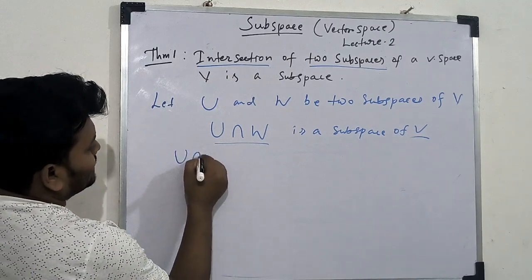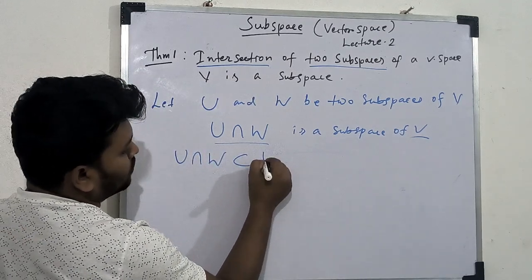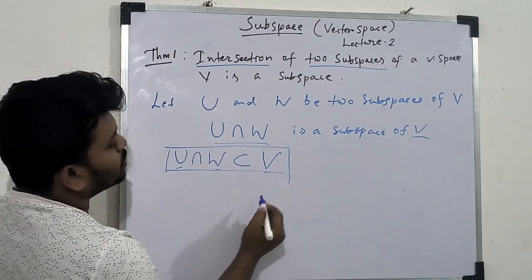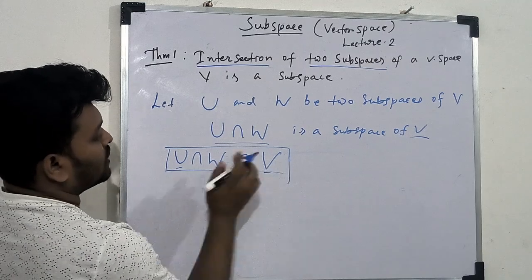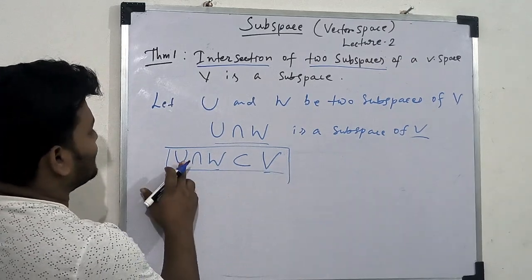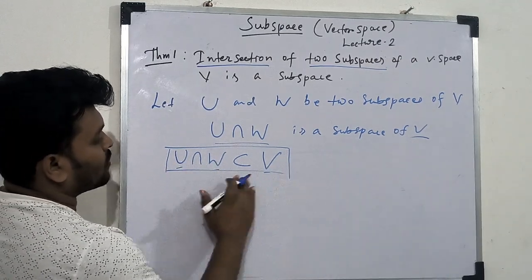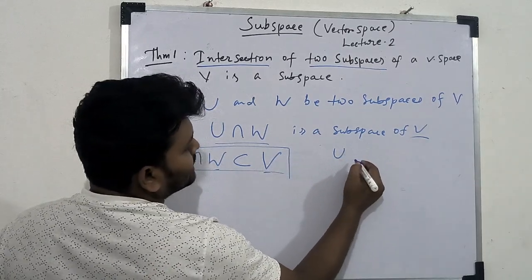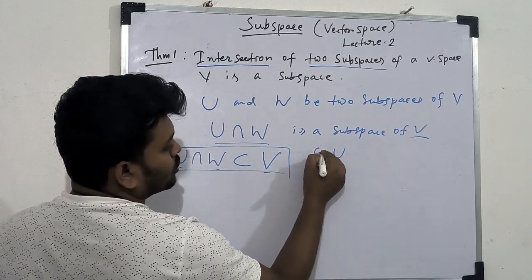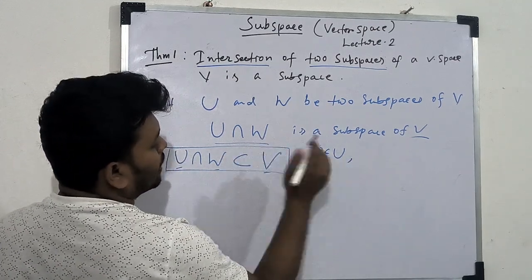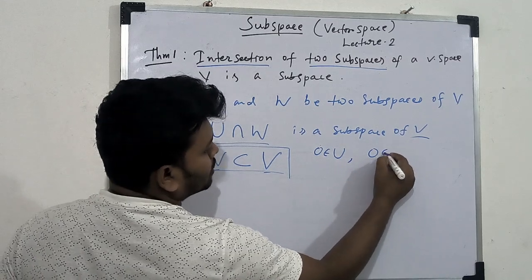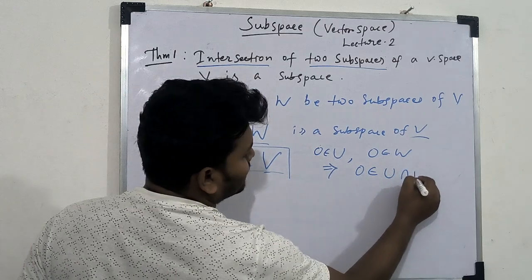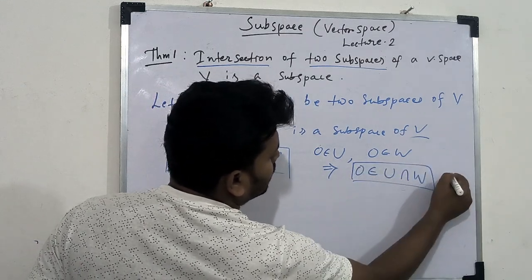So now this is just a subset of V. V is a vector space and these are two subspaces. So now U intersection W is just a subset of V. So we have to prove that U intersection W will be a subspace. So first property is the zero element. As U is a subspace of V, so 0 belongs to U, and W is a subspace of V, so 0 belongs to W also. So from this 0 belongs to U intersection W. So the first condition holds.